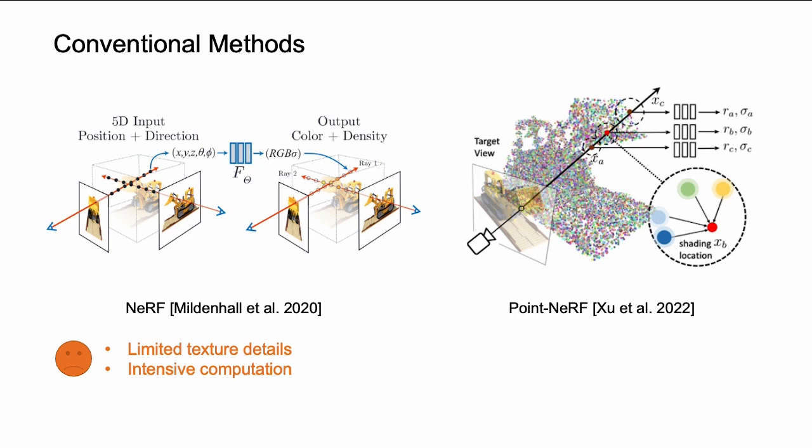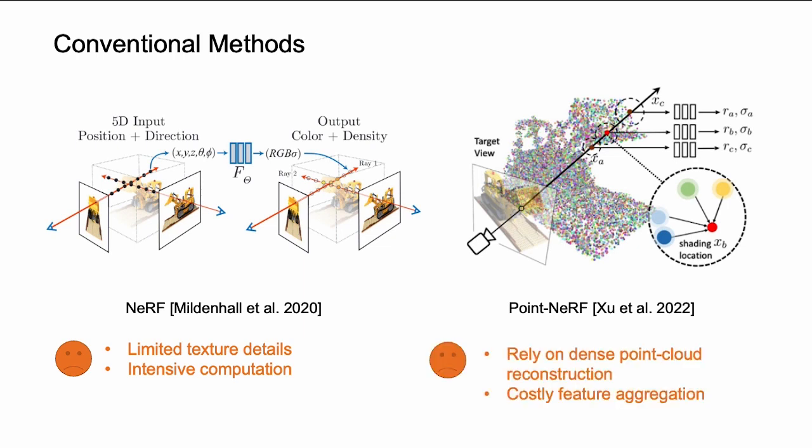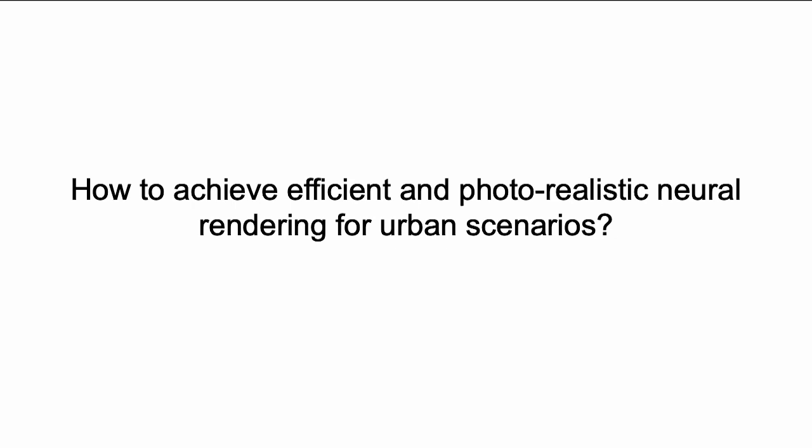More recently, researchers have identified this issue and proposed to combine neural rendering with explicit point cloud reconstruction to improve the efficiency. However, methods like Point-NeRF require dense point clouds and costly feature aggregation. In this paper, we aim to develop an efficient radiance field representation for photorealistic neural rendering in urban scenarios.